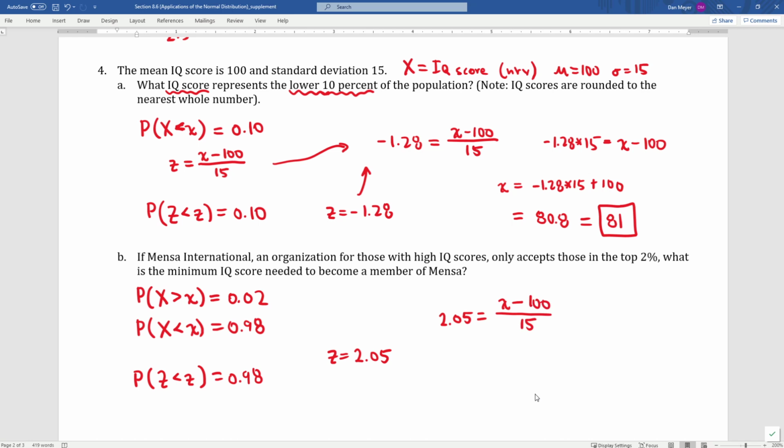And when you solve for x, in this case, you will get an x value of 130.75. Can multiply by 15 and add 100 to both sides. And as an IQ score, that would round to 131. Okay, so an IQ score of 131, or higher, will get you into Mensa if that's what you're into. All right, so these backwards problems are a little bit more challenging than the other ones, but once you get the hang of them, I don't think they're all that bad.